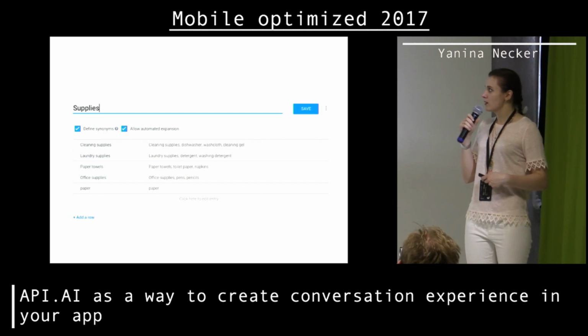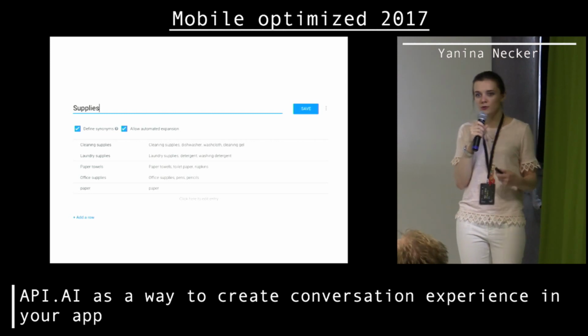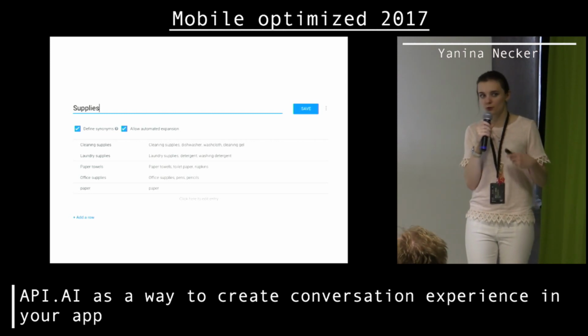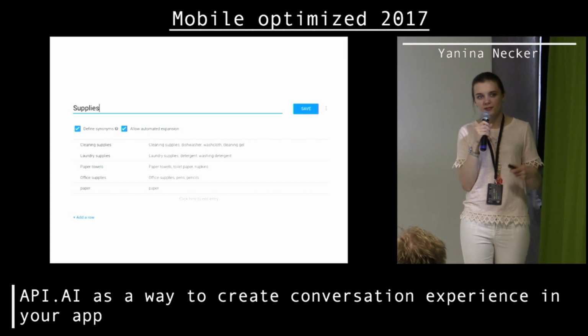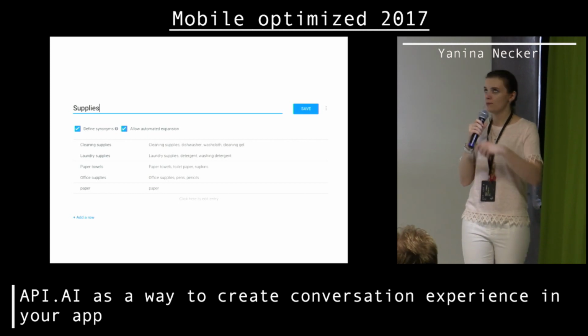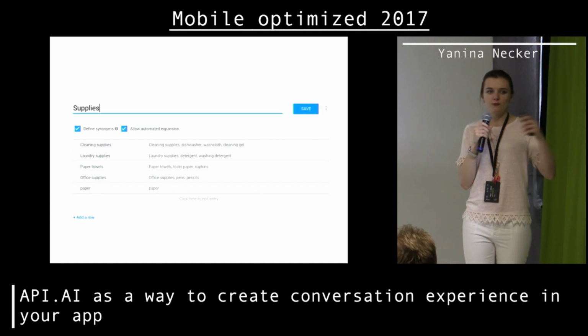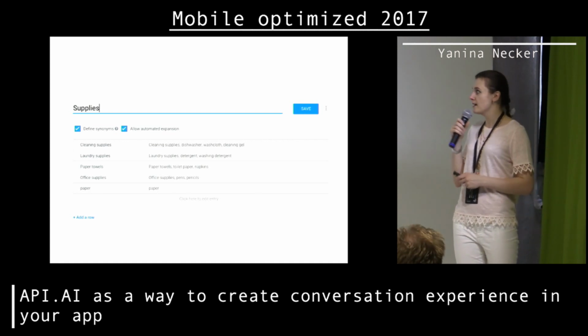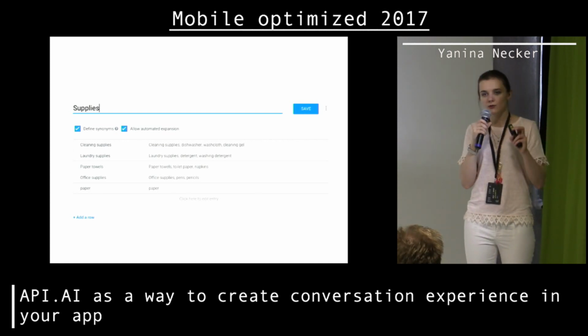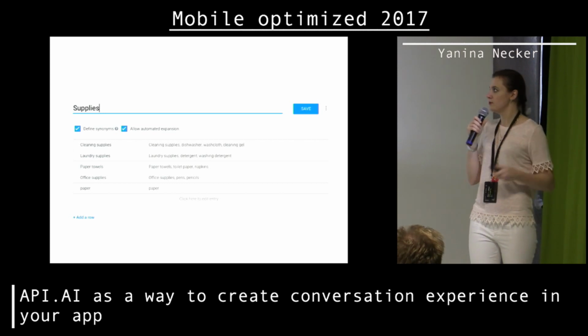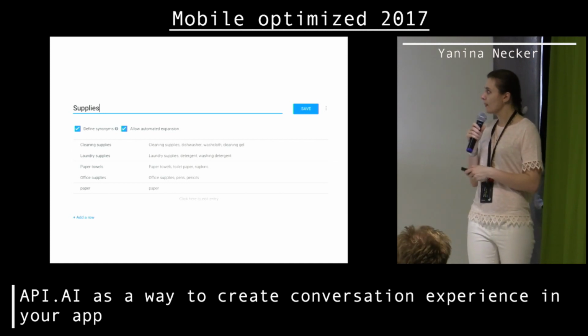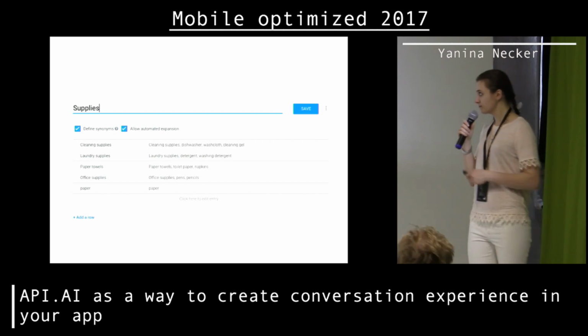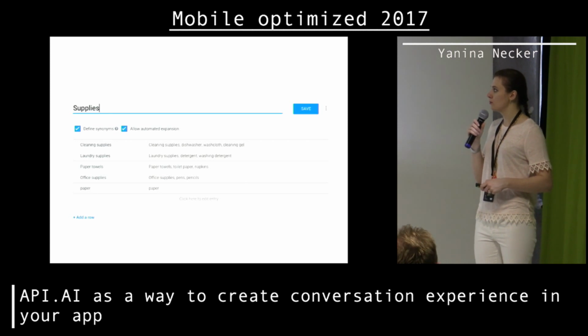Additionally, you can also check to enable automated expansion. That means that when a user mentions something that's very similar to what you already have, but you haven't specified just that, using all the base of knowledge that API.AI already has, they will try to match the unknown variable to the structure that you have already defined. For that, please enable the Allow Automated Expansion checkbox. You can also add a new row and add as many more as you wish.